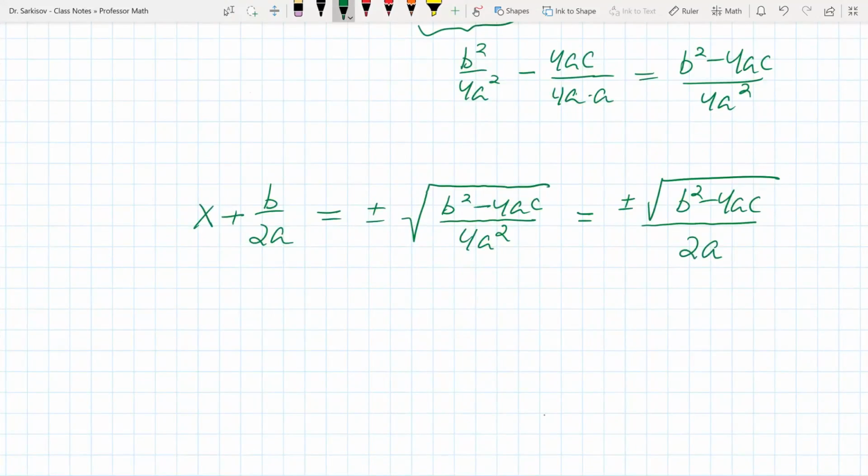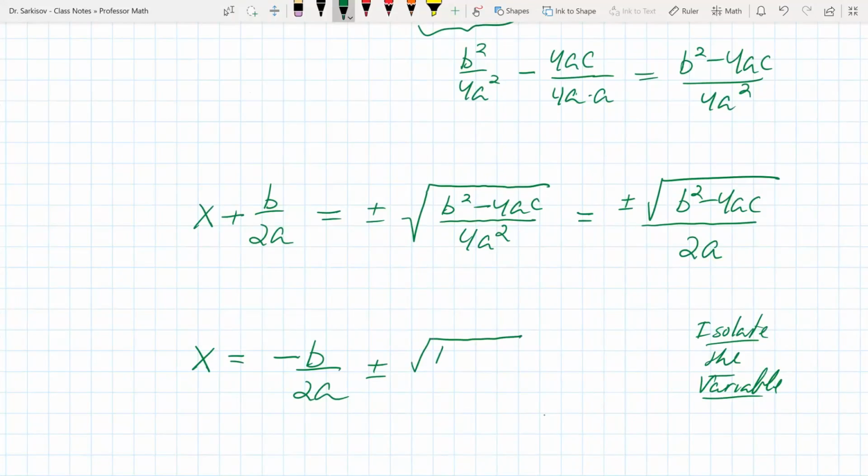So now we have this. What can we do? Look, I want x. Remember, I've almost solved this. I have almost proven the quadratic formula. But now I want just the x, right? So let's simplify and isolate the variable. Okay. So let's do that. X is equal to, take away the b over 2a, so minus b over 2a, okay, plus or minus the square root of b squared minus 4ac all over 2a, right?